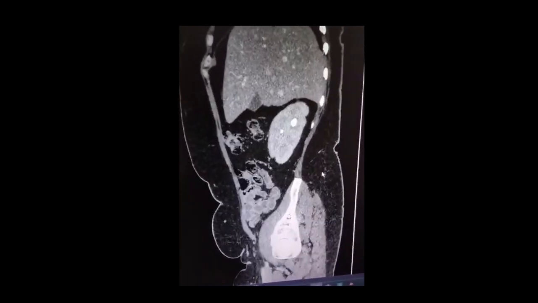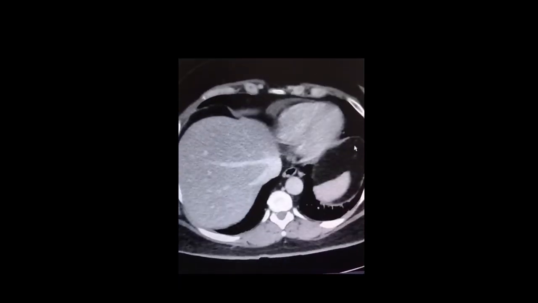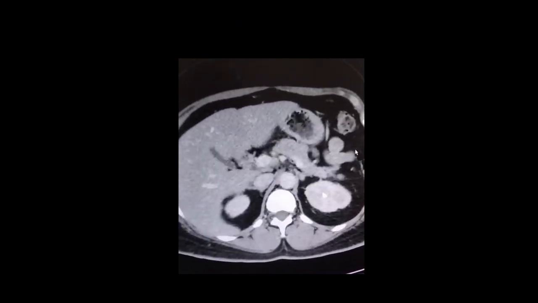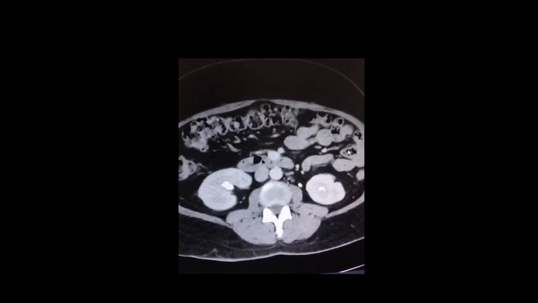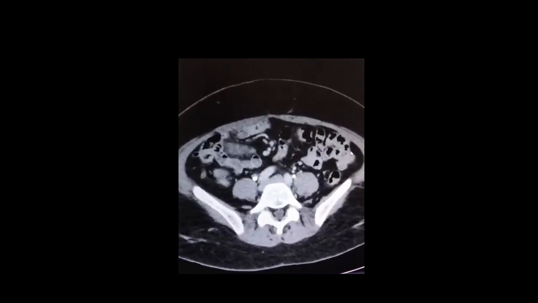Excretory phase, 3 to 15 minutes. Description: contrast excreted into the collecting system. Images: visualization of the renal pelvis, ureters, and bladder. Systemic venous phase, 3 minutes. Description: whole venous system enhancement.